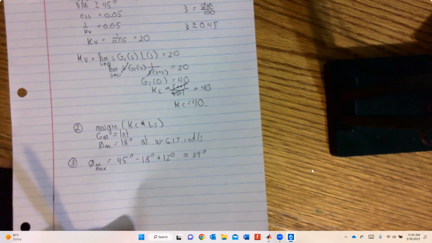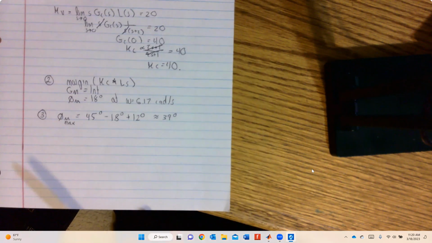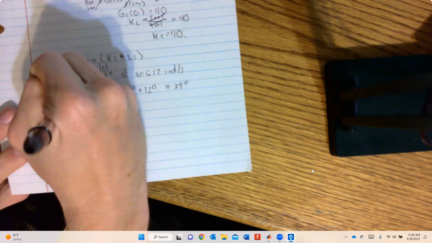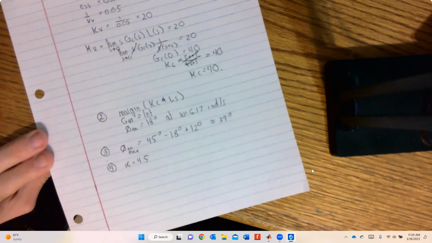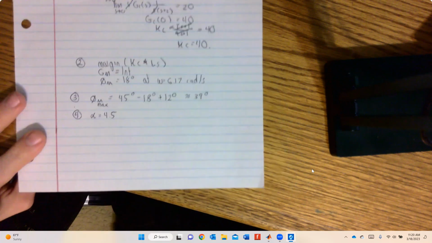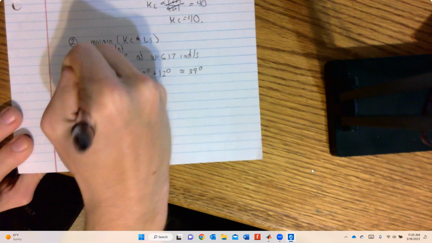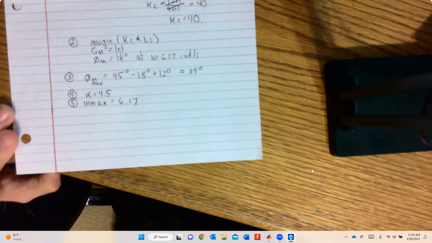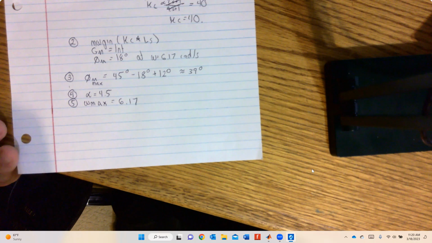And so we need to determine alpha from the graph. If we choose 39 degrees to add, that's about alpha equal to 4.5 here. So you use the graph, and you say that alpha is equal to 4.5. Now, what we need to do is pick the omega max to be the crossover frequency. So what is our omega max going to be here? What we want that crossover frequency to be is where the phase margin occurs, which is about 6.17. So our omega max is going to equal the crossover frequency.